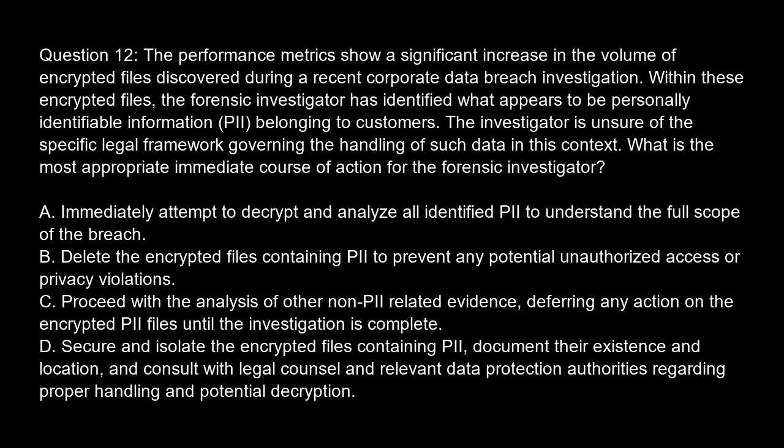Option A. Immediately attempt to decrypt and analyze all identified PII to understand the full scope of the breach. Option B. Delete the encrypted files containing PII to prevent any potential unauthorized access or privacy violations. Option C. Proceed with the analysis of other non-PII related evidence, deferring any action on the encrypted PII files until the investigation is complete. Option D. Secure and isolate the encrypted files containing PII, document their existence and location, and consult with legal counsel and relevant data protection authorities regarding proper handling and potential decryption.